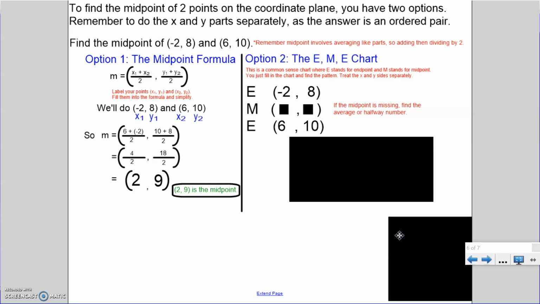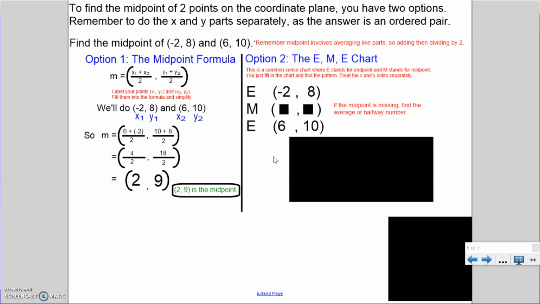Now the second option is my favorite. It's called the EM chart. It's a common sense chart where E stands for endpoint, M stands for midpoint. You just fill in the chart and find the pattern. Treat the x and y sides separately. So if the midpoint is missing, find the average or halfway number. So what's halfway between -2 and 6? Well, I just do the average in my head.